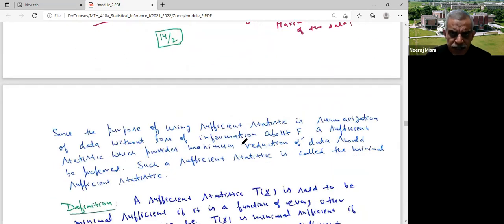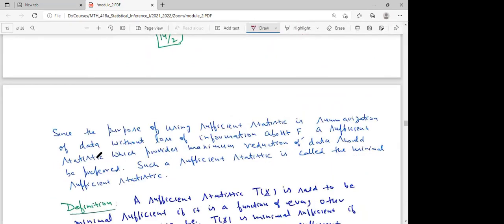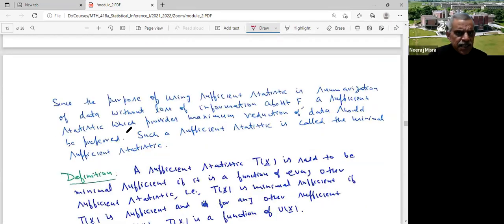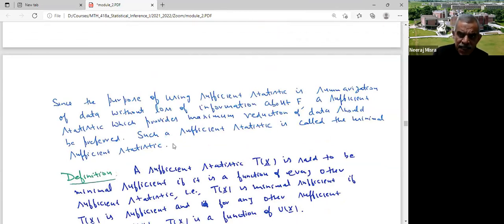Since the purpose of using a sufficient statistic is summarization of data without loss of information about F, the sufficient statistic which provides maximum reduction of data should be preferred. Such a sufficient statistic is called a minimal sufficient statistic.